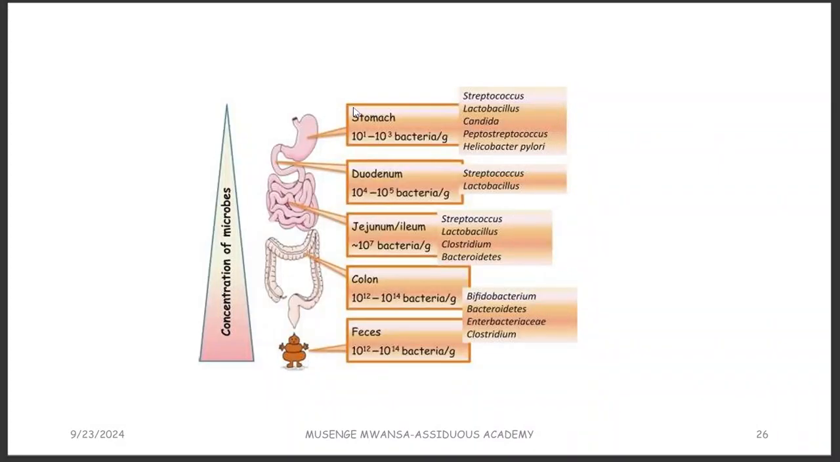So you can see this diagram, the stomach is showing all these bacteria, but we've said that the stomach is normally sterile because of the acid. The duodenum, you can see Streptococcus, Lactobacillus; jejunum and ileum, Streptococcus, Lactobacillus, Clostridium, Bacteroides; colon, also the same bacteria. So the concentration of microbes is going to be increasing as you are moving from the upper GIT going to the lower GIT.